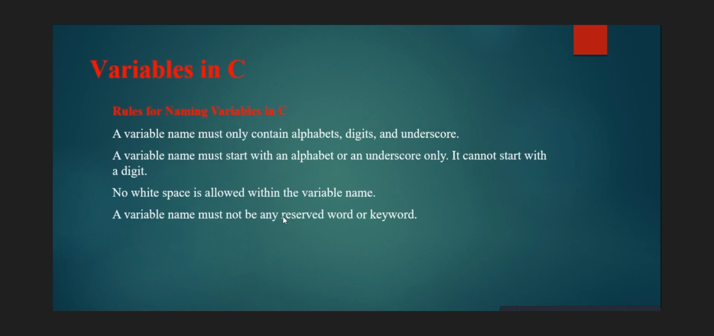Next, we have a few rules to write variables in C language. What are those? First, a variable name must only contain alphabets, digits and underscore. A variable name must start with an alphabet or an underscore only. It cannot start with a digit. No white space is allowed within the variable name. A variable name must not be any reserved word or keyword.